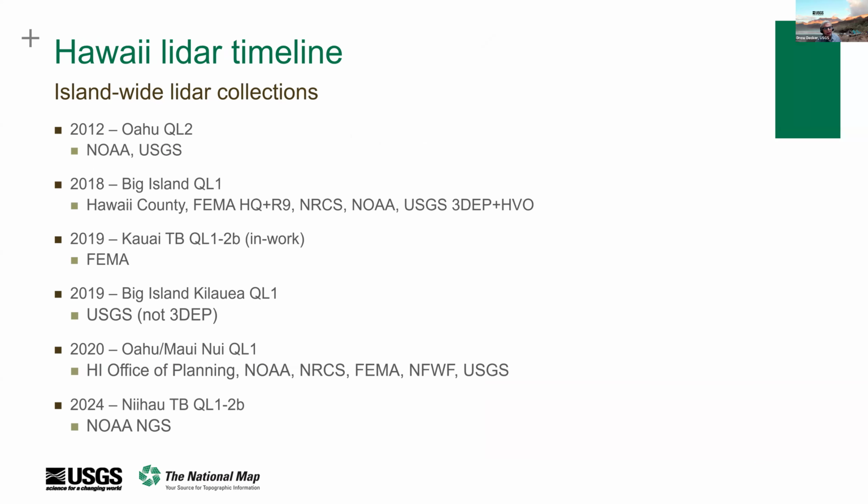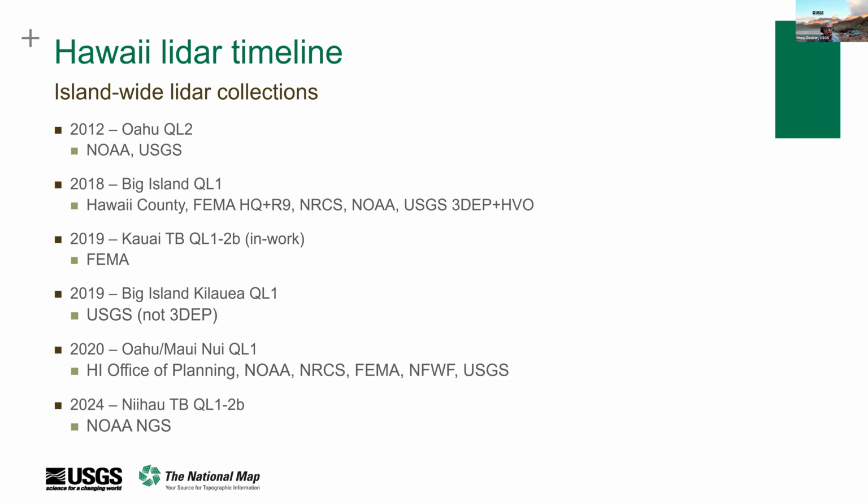So looking at prior LiDAR collected in Hawaii, where USGS was involved, looking at 2012, there was an Oahu coverage that was done with NOAA and USGS. It's QL2, kind of just before 3DEP got started. In 2018, we started the Big Island collection, and that was the QL1. Started as 2, but became 1.